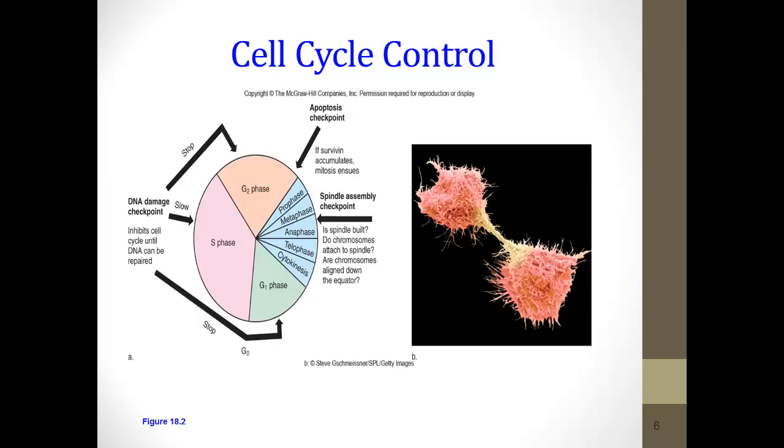So this is a schematic of the different types of cell cycle controls that there are within our body and within our cells. So this is in your book, figure 18.2. Just take a look at it. So you can see that there are many places within the cell cycle that alterations can occur or things can spin out of control.